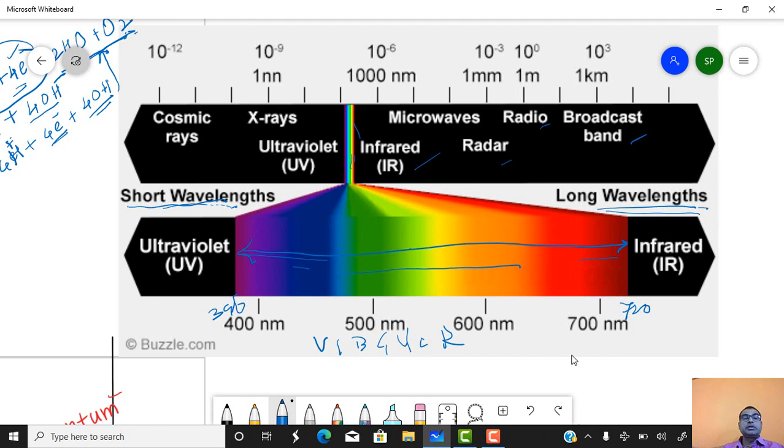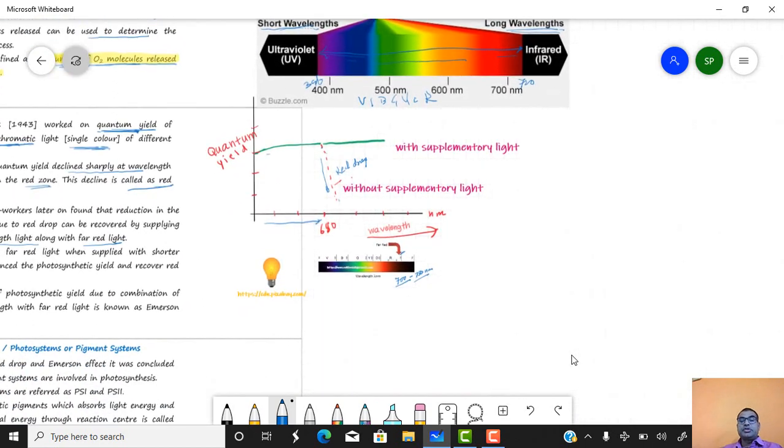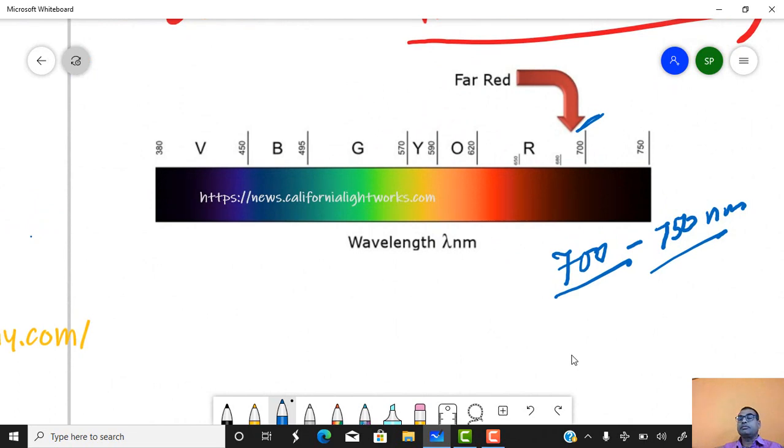In shorter wavelengths, there are cosmic rays, X-rays, and ultraviolet rays, while in longer wavelengths, there are infrared light, microwaves, radar, radio, and broadcast band. Again, if you see the visible spectrum, this is the figure of the visible spectrum. 380 to 750 is considered here: violet, indigo, blue, green, yellow, orange, red, and after red there is a zone of far red light which ranges between 700 to 750 nm.